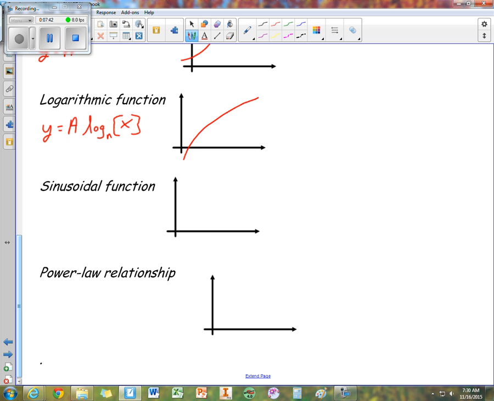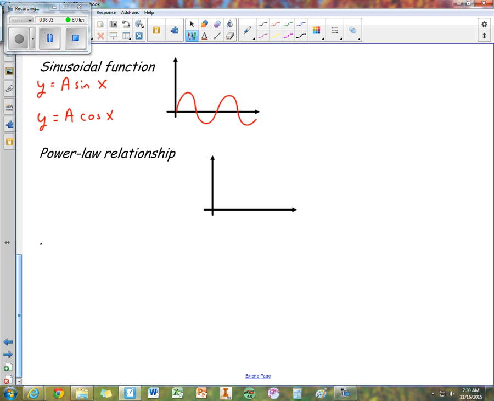We have the sinusoidal function. It's kind of an oscillatory type graph. And it can be the sine or the cosine. And then we have a power law relationship. Something like that. So those are the relationships that you need to be able to recognize.